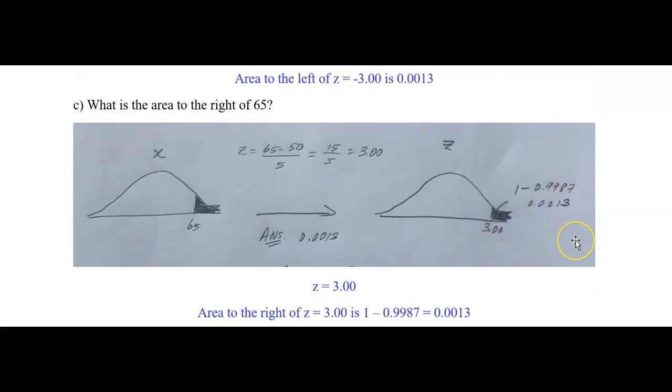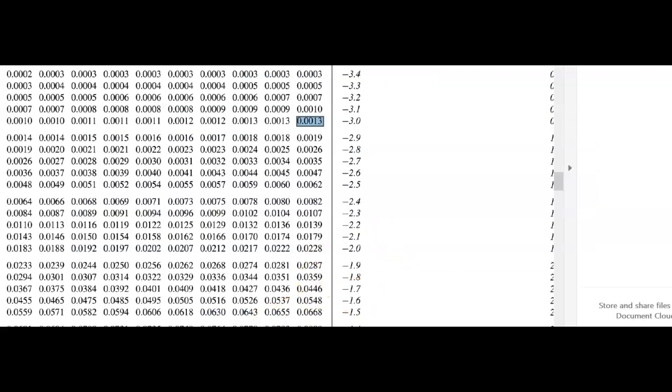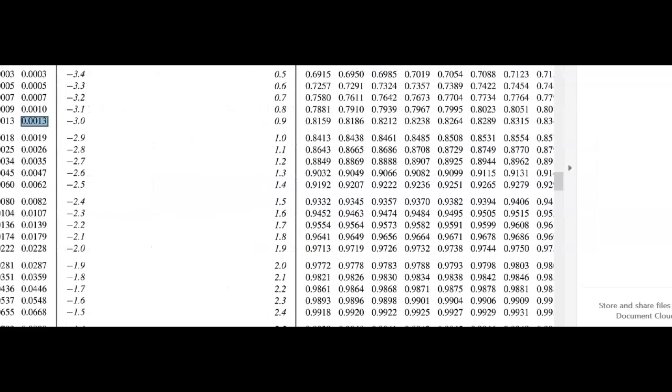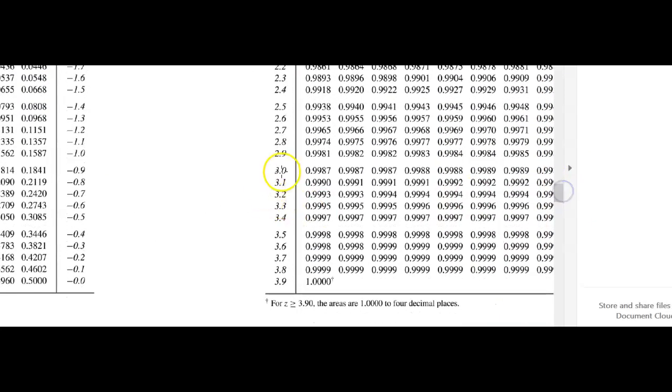Now I corrected it here. I made a mistake in the first one, which I'll correct in a little bit. So first we find the area on the left side of 3. What's the area to the left side of 3? 0.9987. The area to the left side of 3 is this number, but I don't want this. I want what will be on the right side.